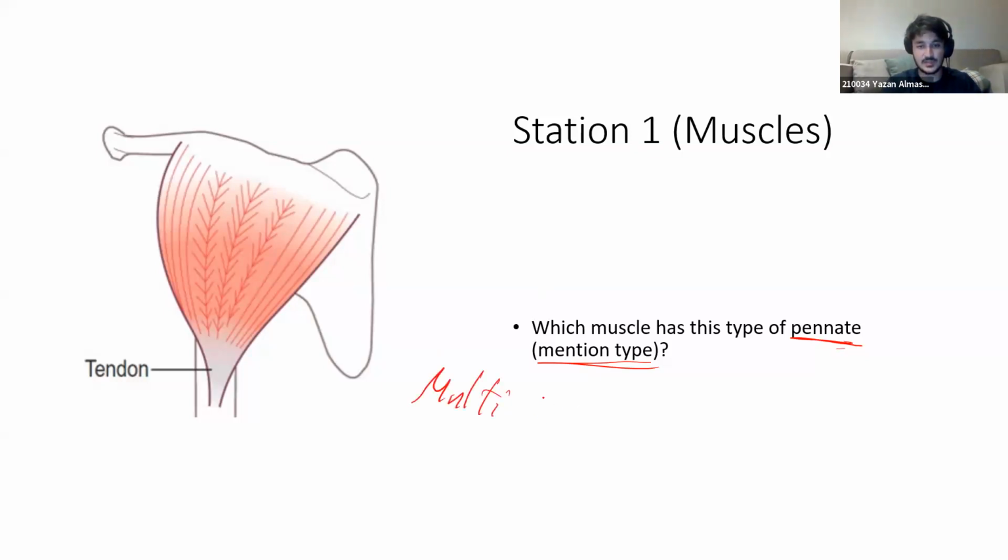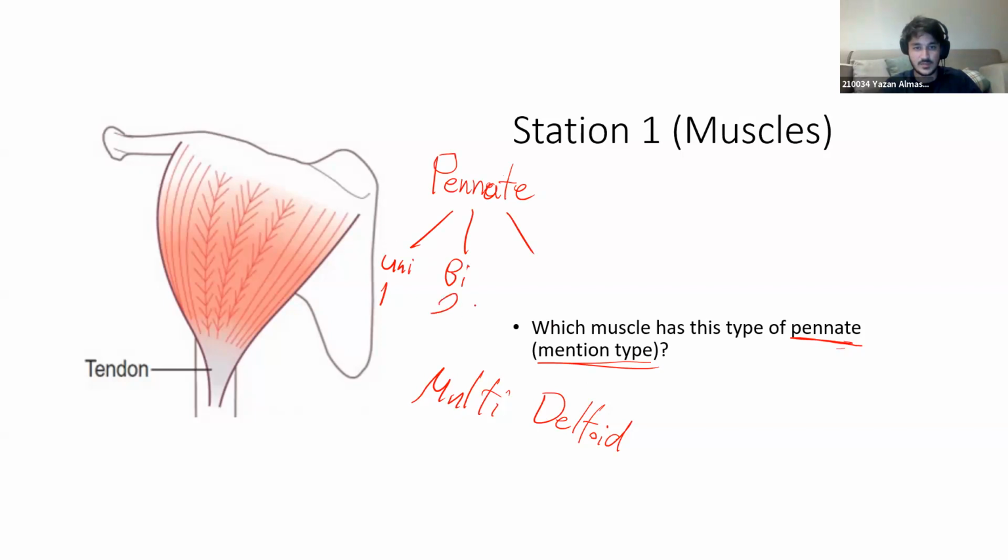And the example is deltoid. That's perfect. That's the only example we have for multipennate. If you remember, we have something called pennate, and it's divided into three types: uni, which means one, bi, which means two, and multi, which means multiple. I can't spell anymore. So, can anyone give me an example for unipennate?